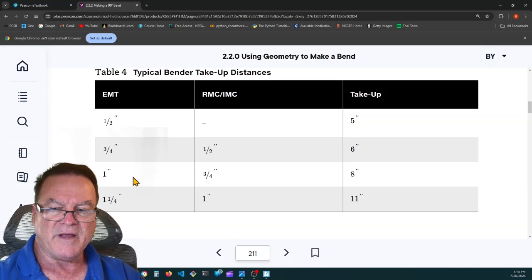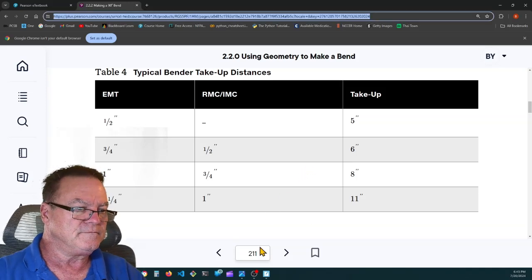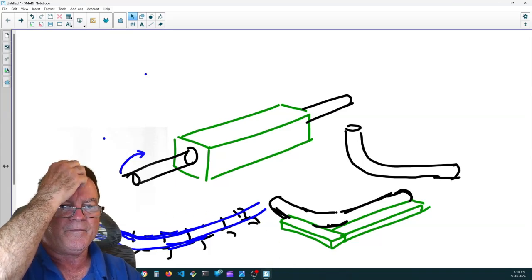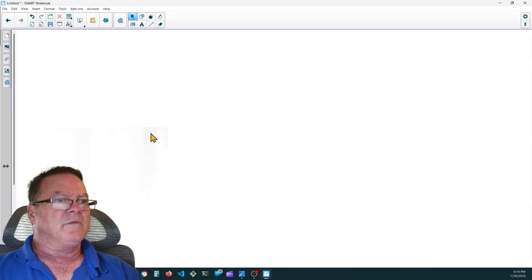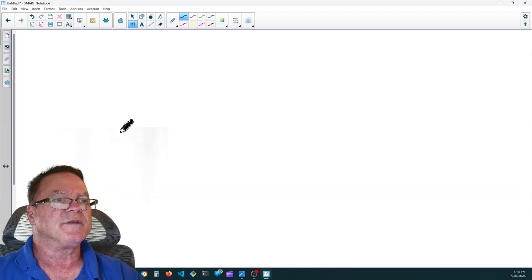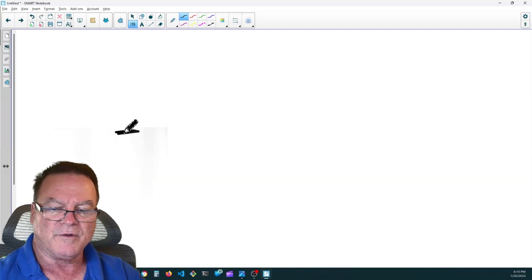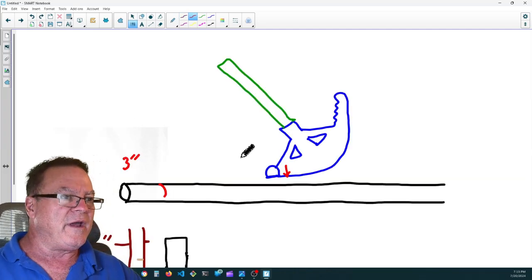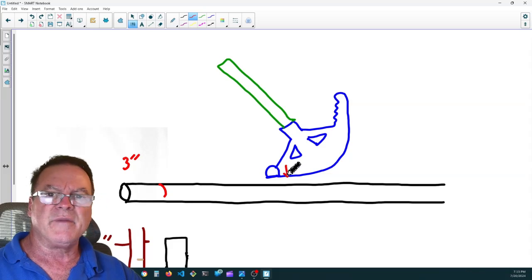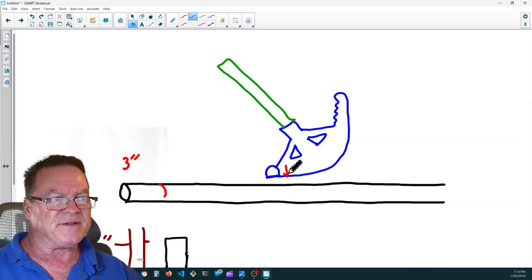I have to go back to my magic board. Okay, so let me see how well I can do with this. If I have, okay, this bender has different marks on it. First mark we need to discuss is this arrow. The arrow is for making stub ups, 90-degree bends.